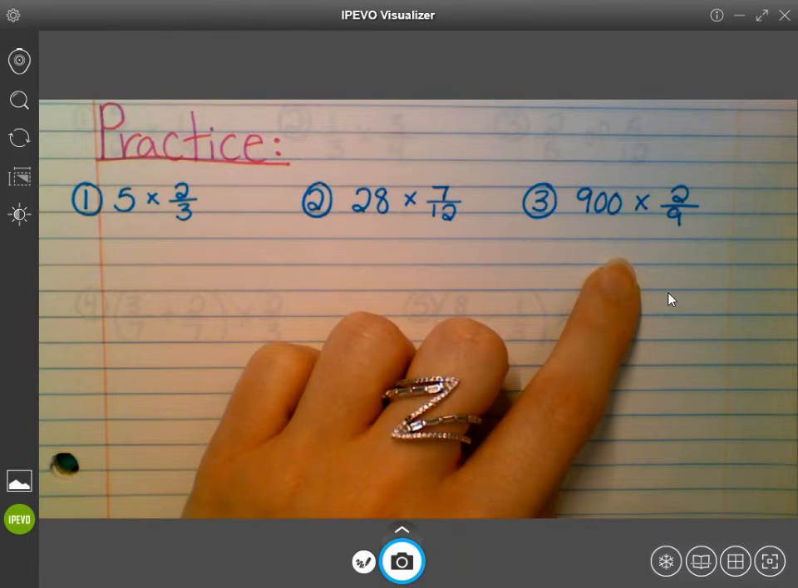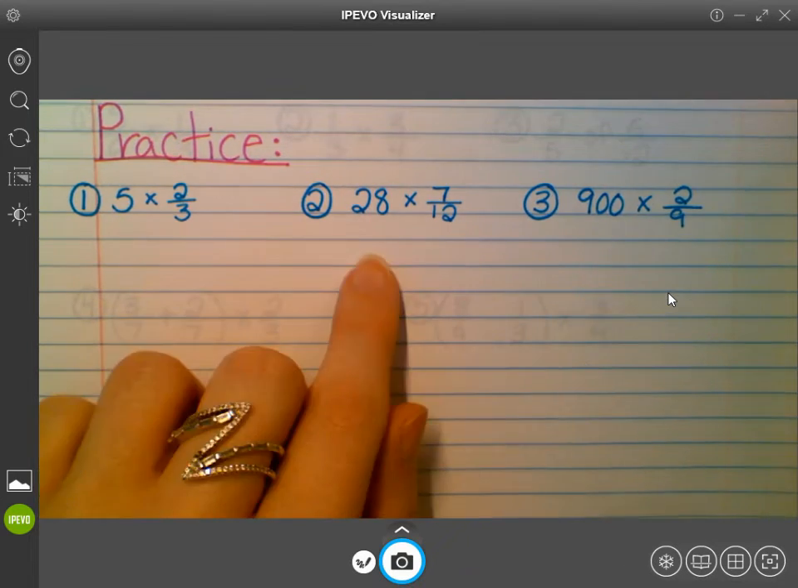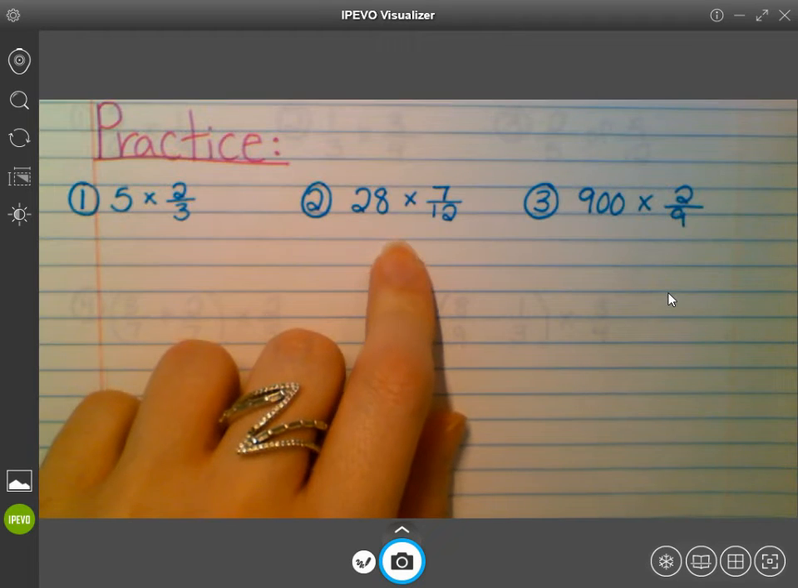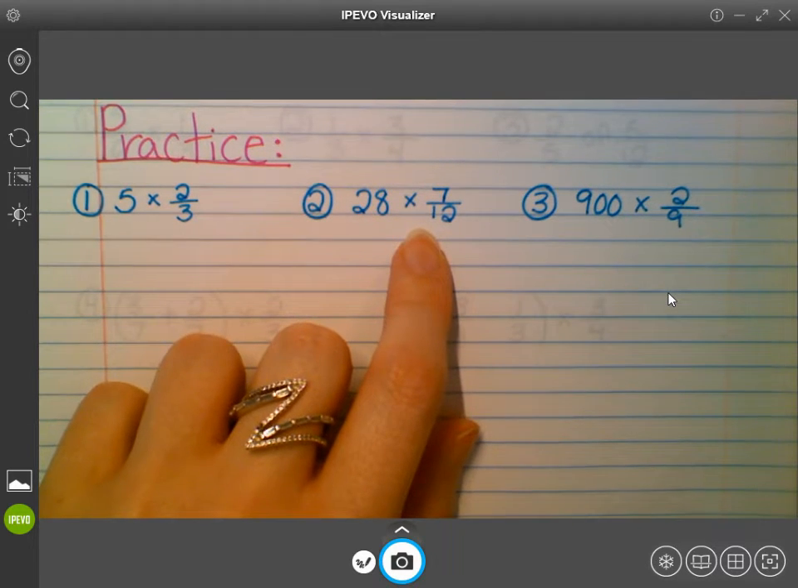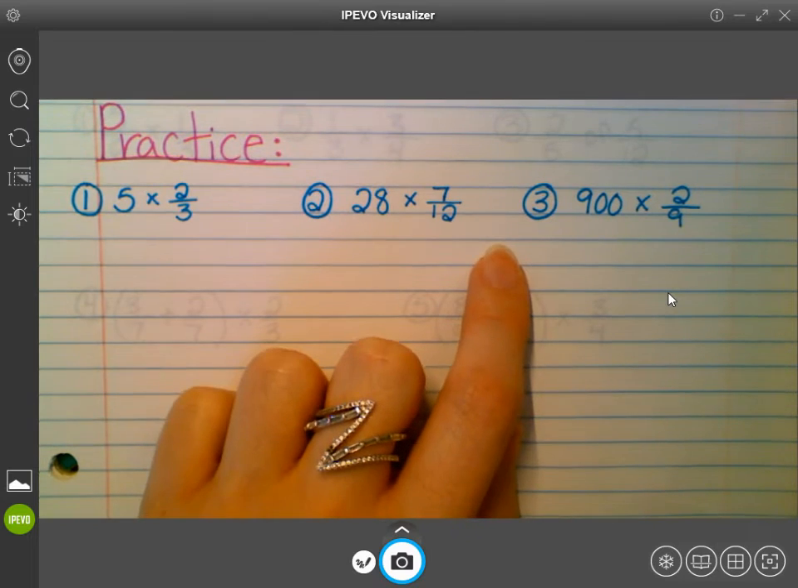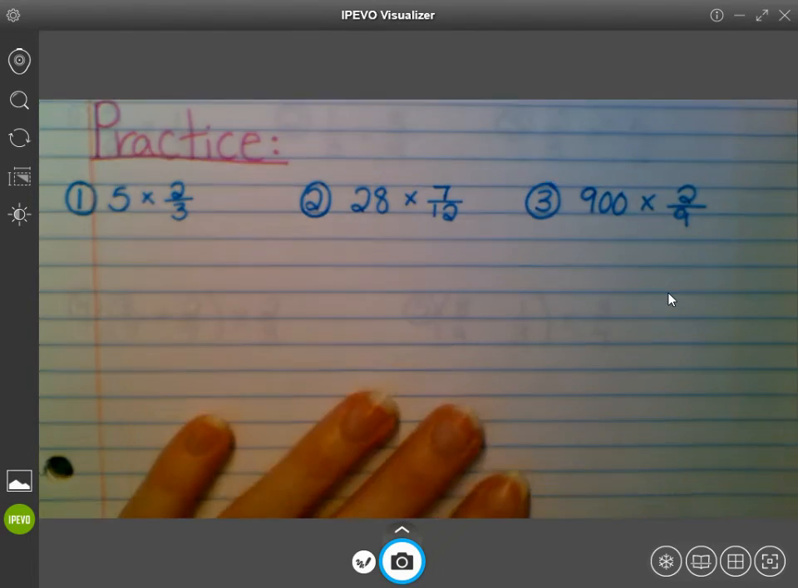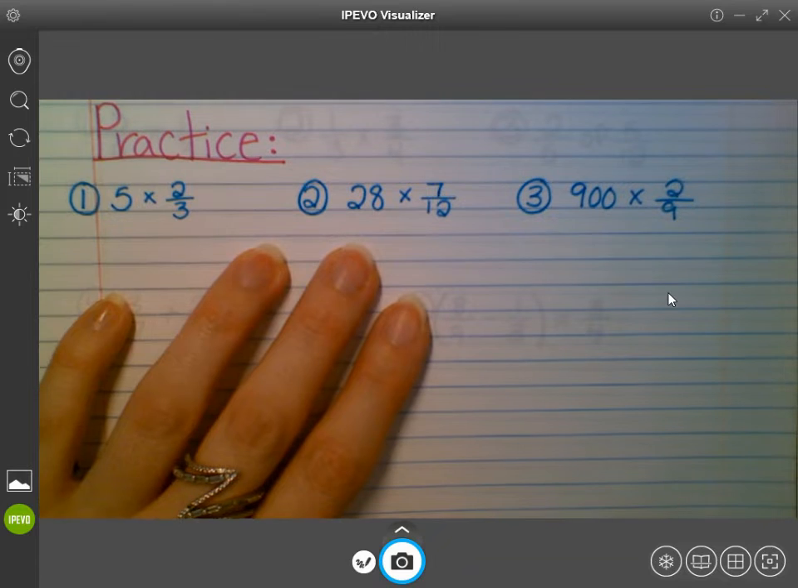Don't forget step 1, where you rewrite the whole number in each problem as a fraction. Remember, all that we do is we put it over 1. So go ahead and solve once you get these written down. Go ahead and solve.